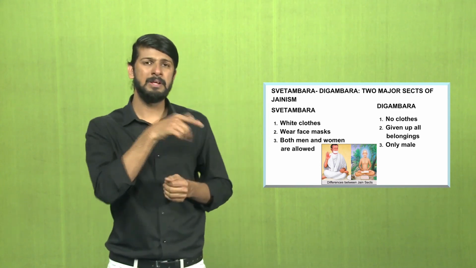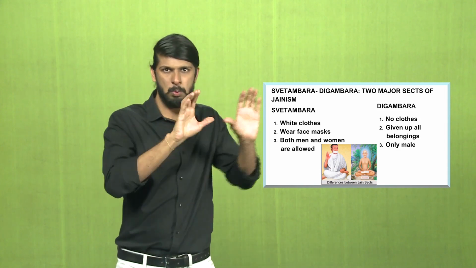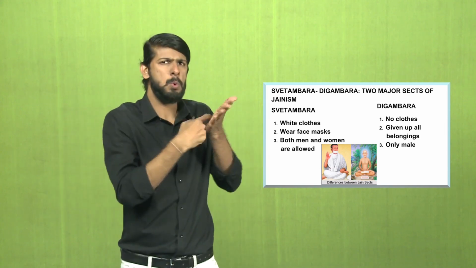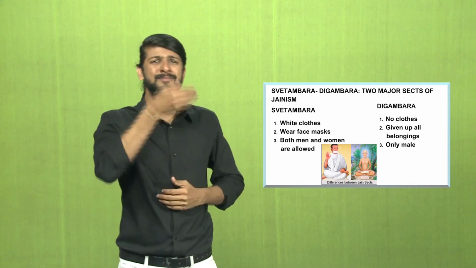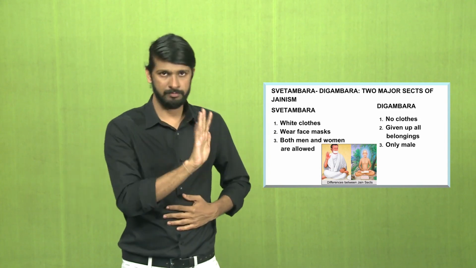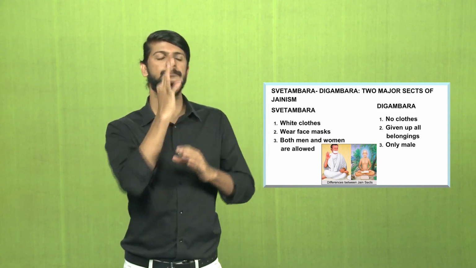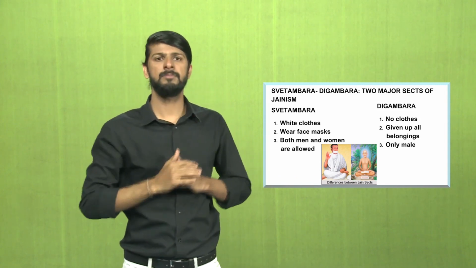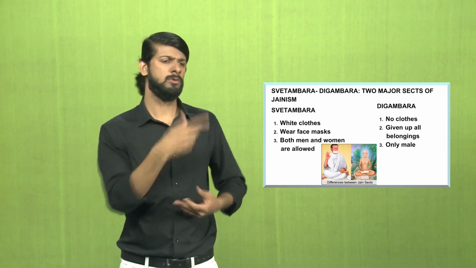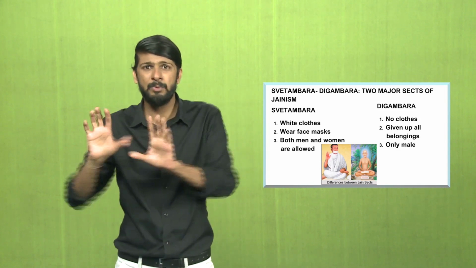The 2 major sects of Jainism are known as Shvetambara and Digambara. The characteristics of the Shvetambara sect are, first, they wear only white clothes. Second, they wear face masks. Third, both men and women are allowed. These are the characteristics of Shvetambara.